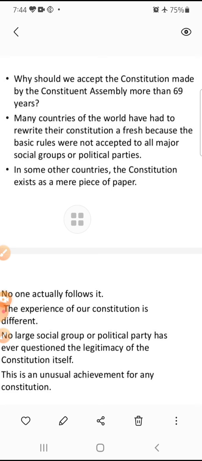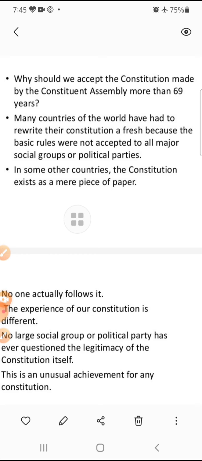In some countries, the constitution existed as a mere piece of paper, meaning they don't believe in it, and according to their own comfort they use the constitution, and to become the leader or govern the country, they change the constitution. So no one actually follows it, and the experience of our constitution is different. How? Because we did not change it. Amendments we have done, but we did not change the constitution. The structure and the basic features are the same as they were written a long period ago.